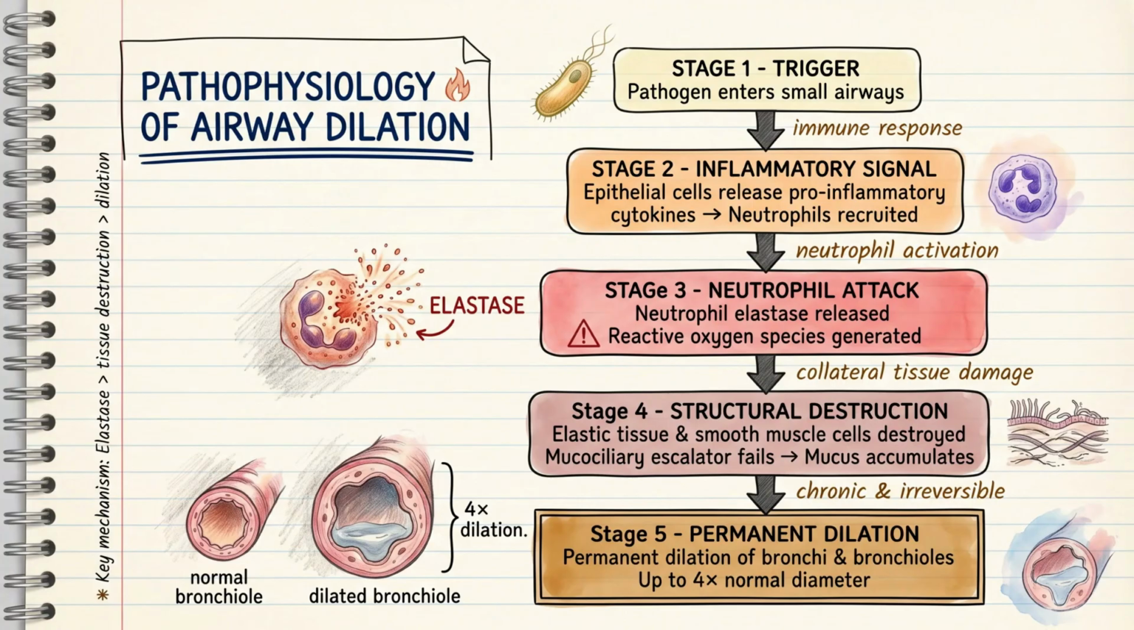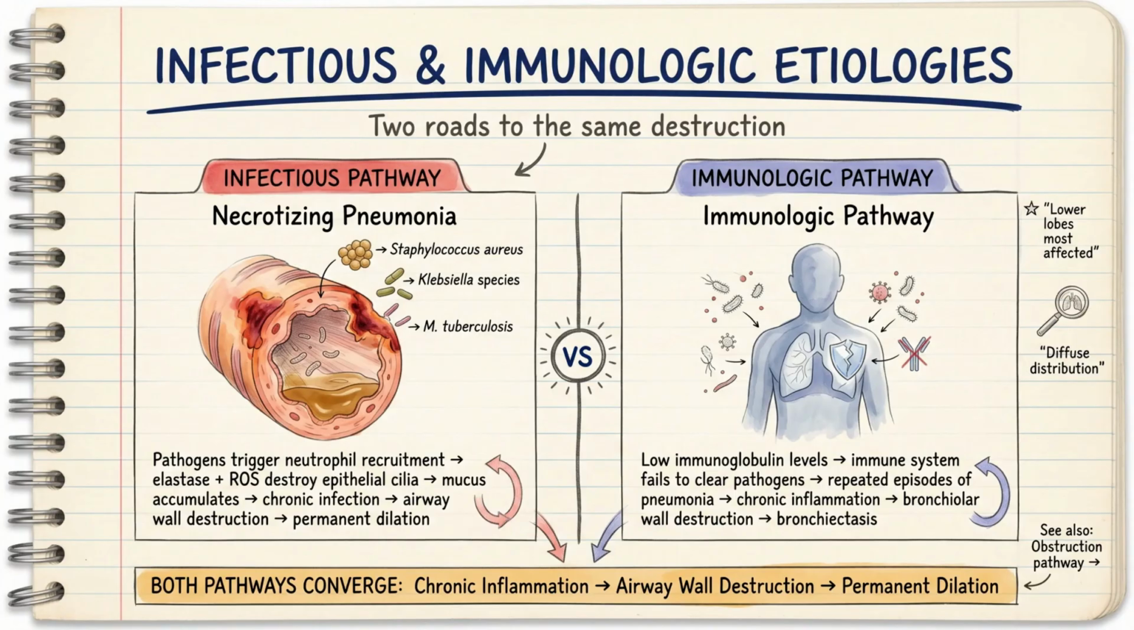Here is the central concept you must lock in. Elastase leads to tissue destruction, leads to dilation. It is that simple, and it is that important. Keep that sequence in mind as we move through every pathway in this lecture. There are two major roads to bronchiectasis. They look different at first, but they arrive at exactly the same destination. Let us take the infectious pathway first.